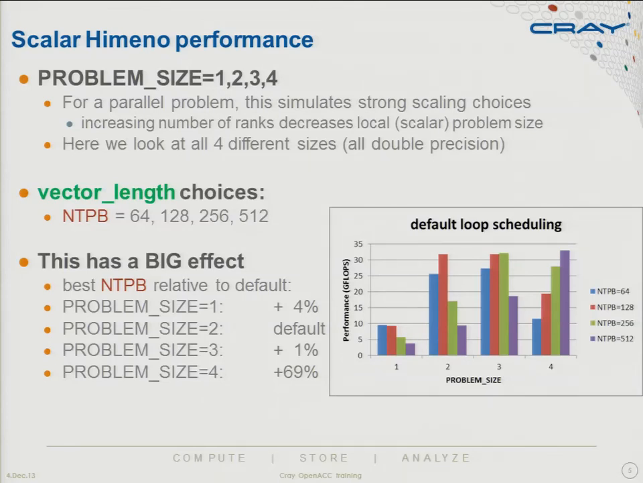The default is 128. So what improvement can I get over the performance of 128? Well, with problem size 2, 128 was best, so I can't improve. With problem size 1, if I chose 64, I get 4% improvement. Not very much, probably not worth bothering with. For problem size 3, 256 is 1% better. But for problem size 4, I can gain 69% by increasing the number of threads per block. That's worth doing.